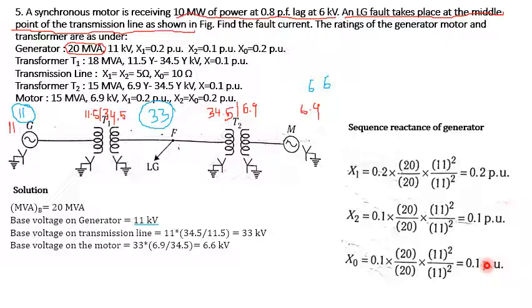So this should be the value of X0. This X0 value is supposed to be 0.1, not 0.2. Okay, consider this is 0.1 per unit. So hence we'll get 0.1.